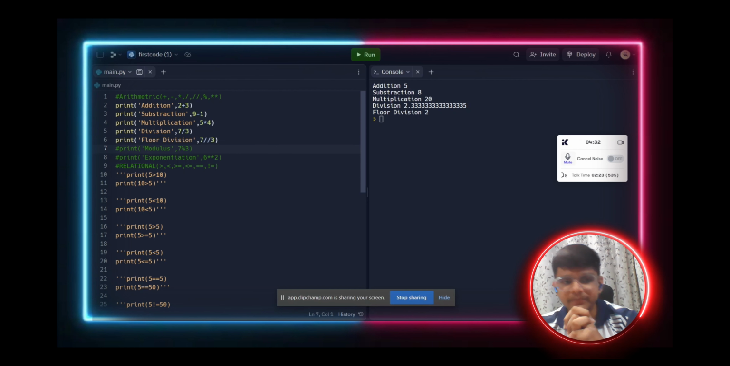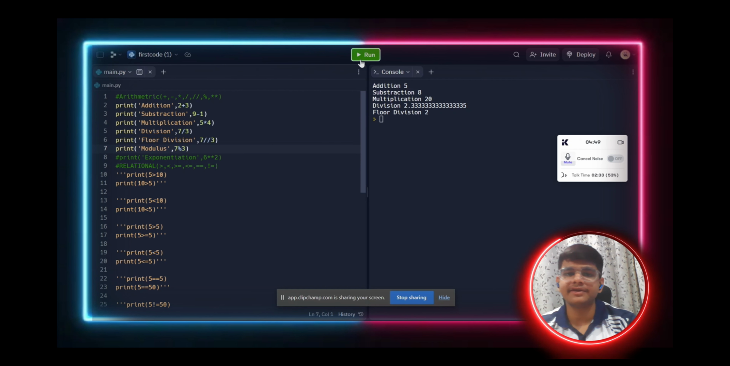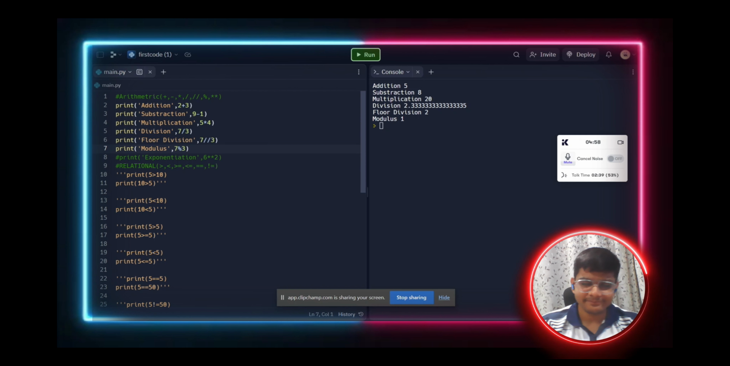Then I will use the modulus operator, which is denoted by the percentage symbol. You can clearly see here, let me remove the comment. 7 modulo 3 gives us the remainder of that division. What will be the remainder? 3 times 2 is 6, so 1 will be the remainder. Basically, the modulus operator gives the remainder of every division operation.